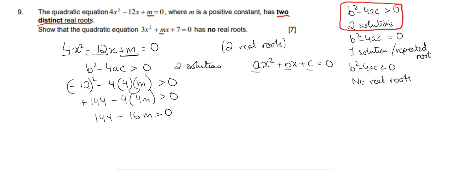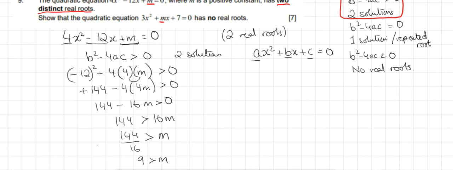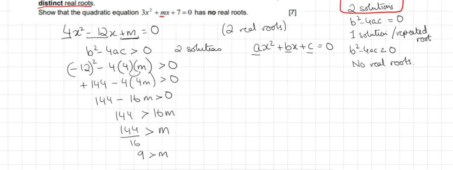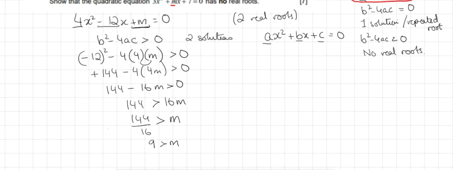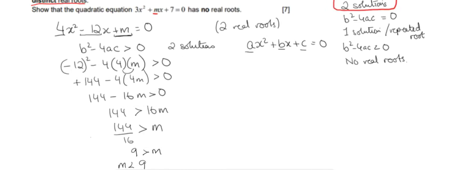Just got to rearrange this inequality. I have 144 is greater than 16m. And finally, we can say that 144 divided by 16 is greater than m. So we'll just say that 9 is greater than m, or m is less than 9. So we work out the potential values for m. Let's put it this way just because it's easier to understand: m is all values less than 9.